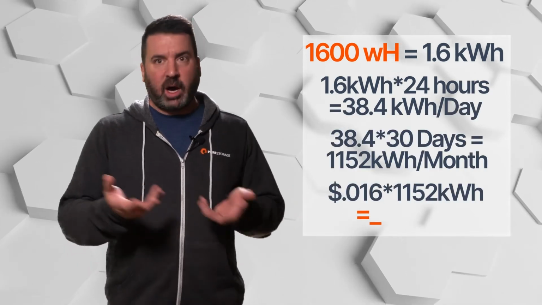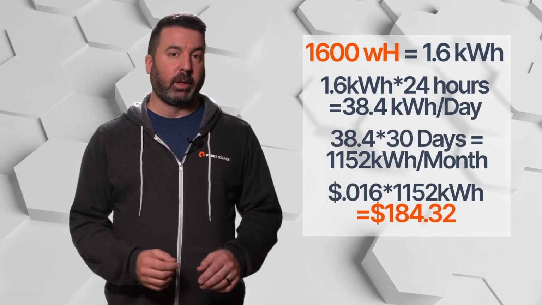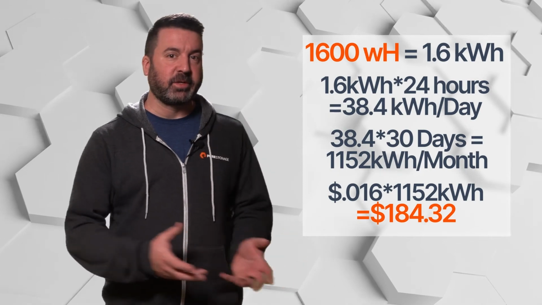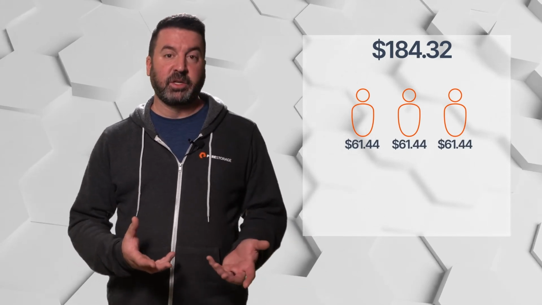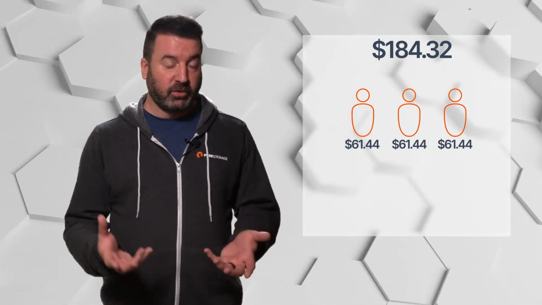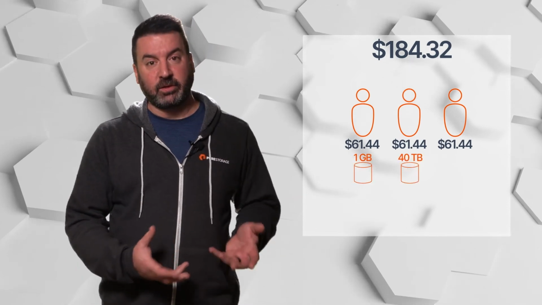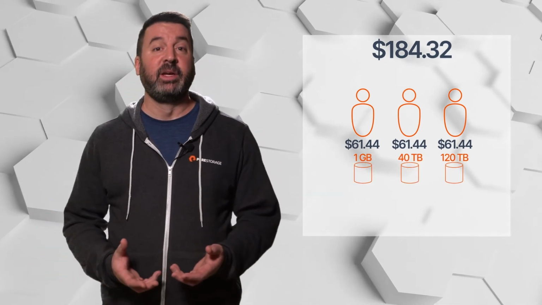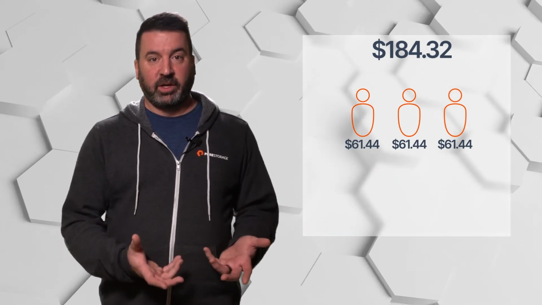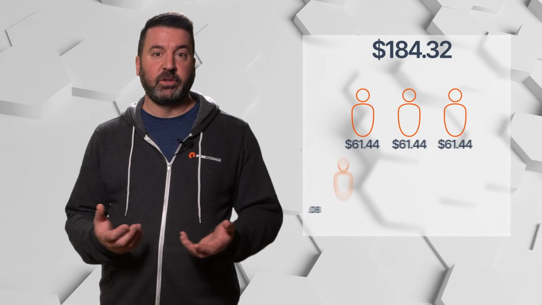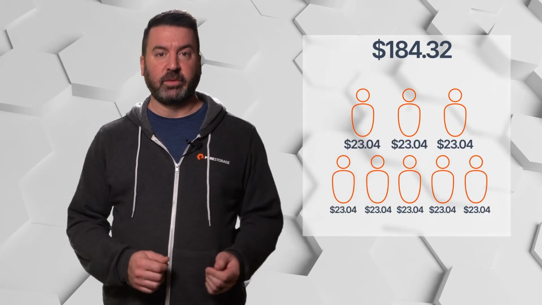Okay, so say we have an array that draws 1600 watts per hour and costs $180 a month to power. How do we split that cost amongst all of our consumers? Well, we could take that 180 and just divide it by the number of consumers, but that's not going to take into consideration things like capacity. A consumer that's using a gig is going to pay the same as a consumer that's using 40 terabytes. Not to mention, if we only have 1 or 2 consumers, well, they're going to be unfairly footing that entire energy bill compared to an array that has dozens or even hundreds of consumers.